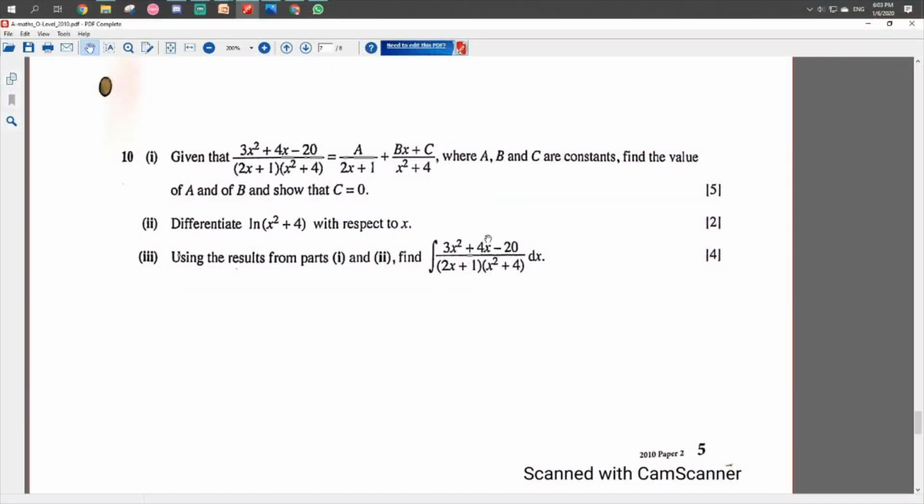Okay, so we're down to the last two questions. Question 10, partial fractions and ln. So question 10, part 1, given that 3x squared plus 4x minus 20 all over 2x plus 1 times x squared plus 4 is equal to a over 2x plus 1 plus bx plus c over x squared plus 4, where a, b, and c are constants. Find the value of a and b and show that c is equal to 0.